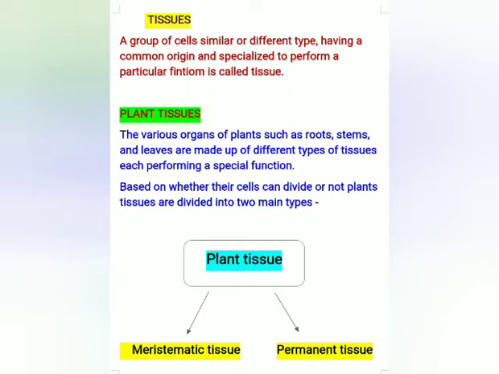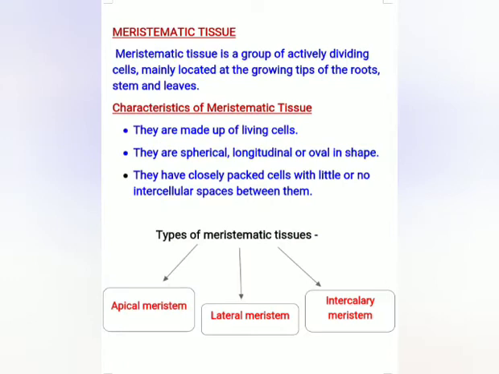Based on whether their cells can divide or not, plants' tissues are divided into two main types: meristematic tissue and permanent tissue. Meristematic tissue is a group of actively dividing cells mainly located at the growing tip of the roots, stems, and leaves.